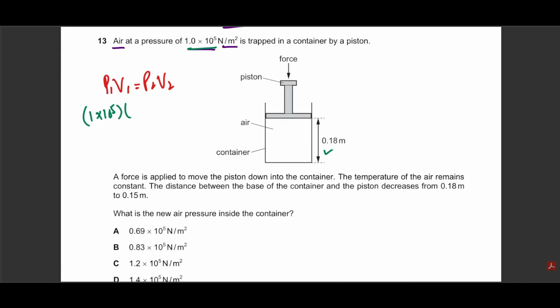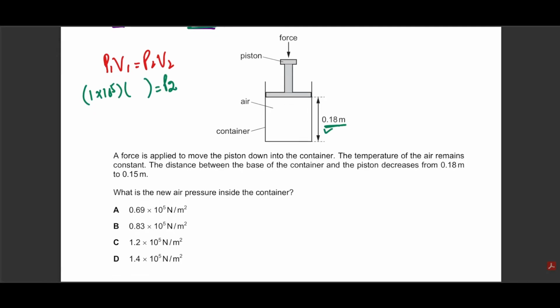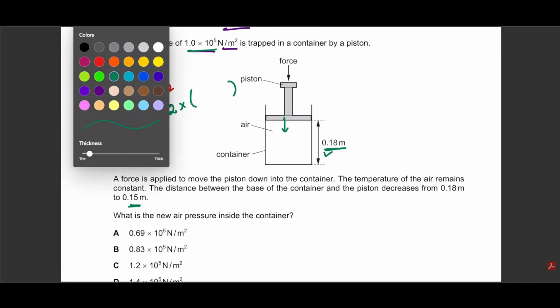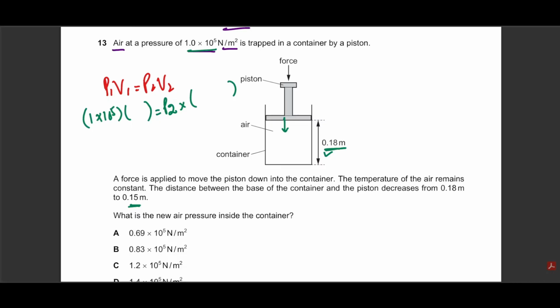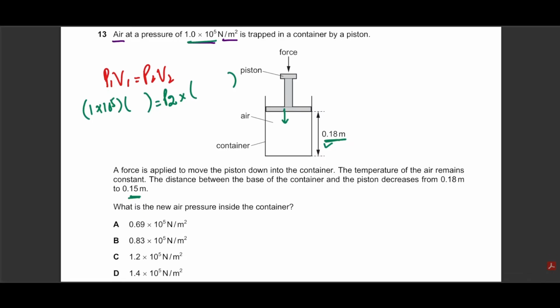Now, do I know the volume just by looking at the height of the cylinder? Let's see. And P2 is what we need to find out because now he is compressing the container by moving it downwards. So the height becomes 0.15. Now, is this height actually the volume? That's the problem. What you guys would generally do is not pay any attention to the fact that this is the height of the cylinder.